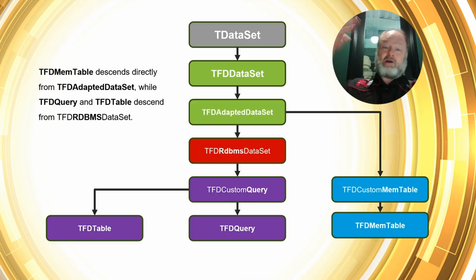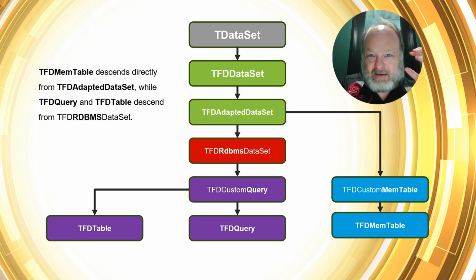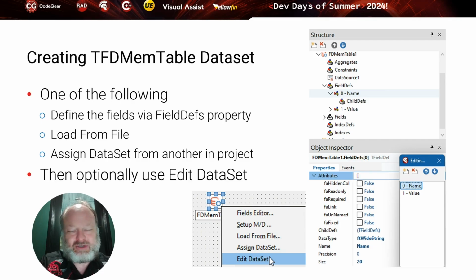And if you look at the hierarchy of components, you'll see that the TFDTable and TFDQuery descend from TFDRdbmsDataSet, whereas the MemTable descends from the adapted dataset, which is the parent of RDBMS dataset. So the RDBMS dataset is where that connection is introduced. If you want to create one from scratch, which is incredibly useful just to have a place to store data, all you have to do is go to the field defs. If you want to completely define it, you define the field defs, the fields you want.